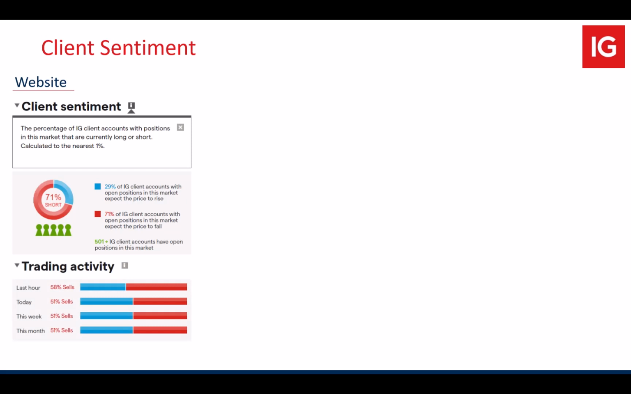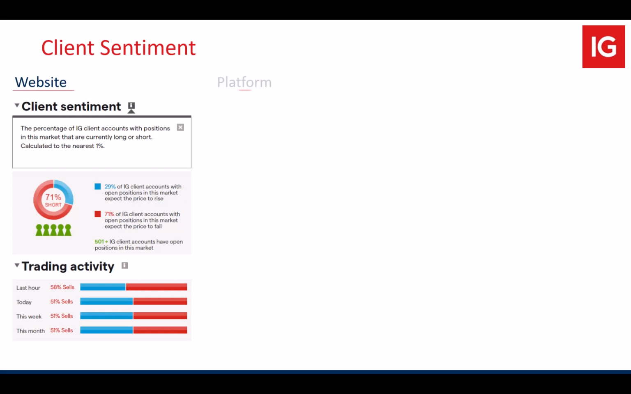There's also additional information where you can look at trading activity. For example, in the last hour, you've seen 58% sells, and the same for today, this week, and this month. That's quite important because it helps us understand how we got to these levels. Are they holding these sell positions from previous lower price levels? Is that why we're seeing these sentiment levels at a heavy sell, 71%, and so on?